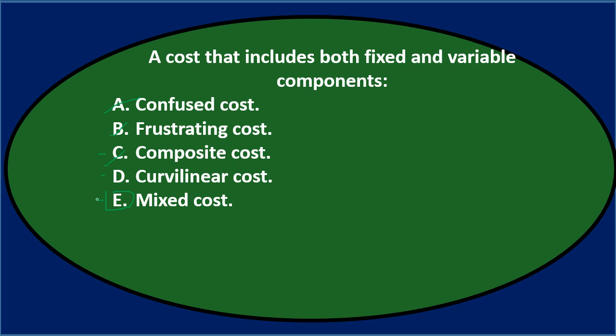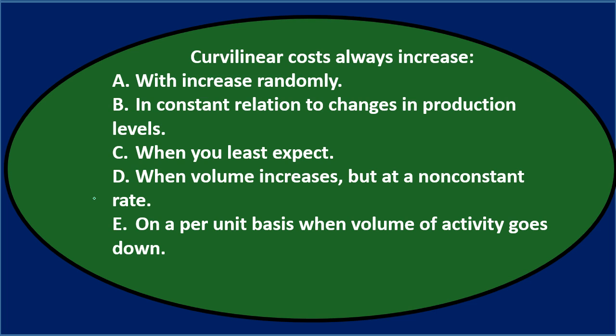And therefore, E is going to be the best answer, the most proper type of answer, even though an argument could be made that D is not entirely wrong. So it's one of those answers where you've got to choose the best answer. You can argue for D, but you're probably not going to win the argument, so you probably want to choose E as the best fit. Final answer, a cost that includes both fixed and variable components: E, mixed cost. Next question.